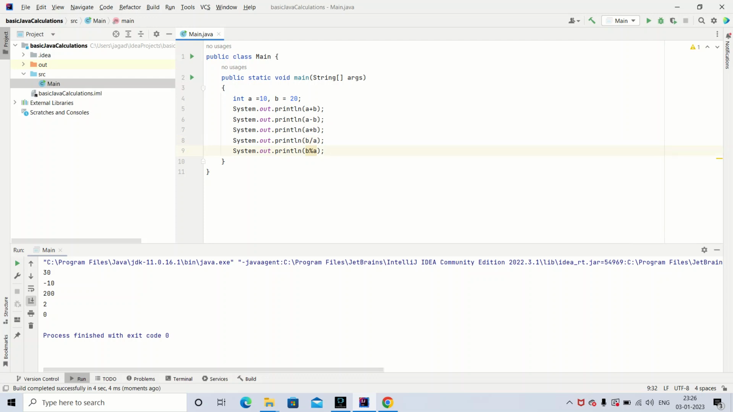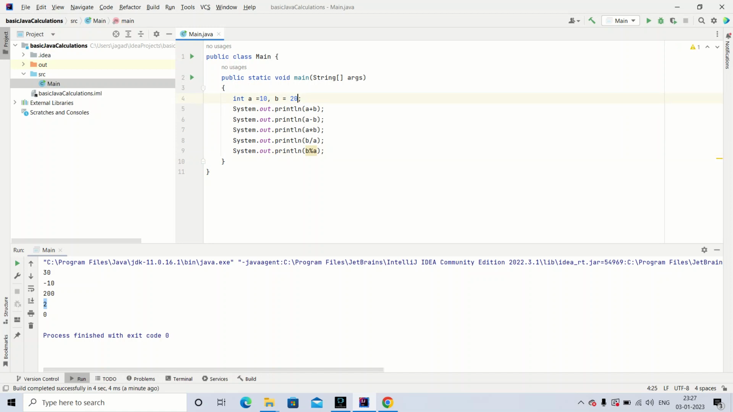Modular division, what it does. So it's very simple. 20 modular division by 10, that means here we got the quotient, here we got the remainder. So 20 divided by 10, the output remainder will be 0. So we got the 0. Okay, so this is the static input that we had declared. We are just calculating based on that.